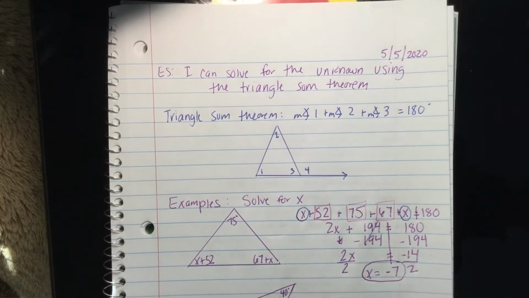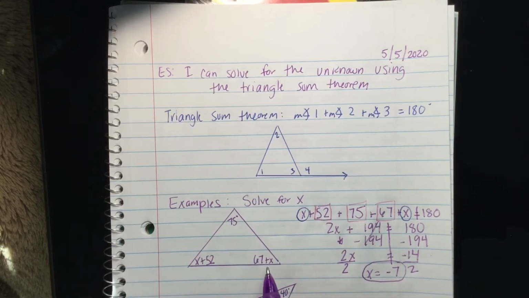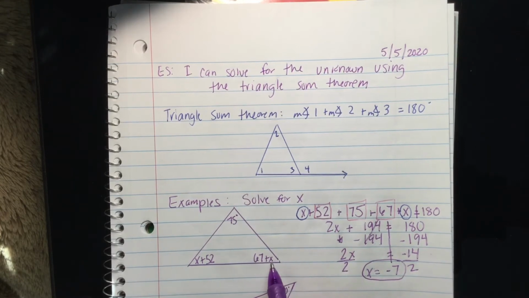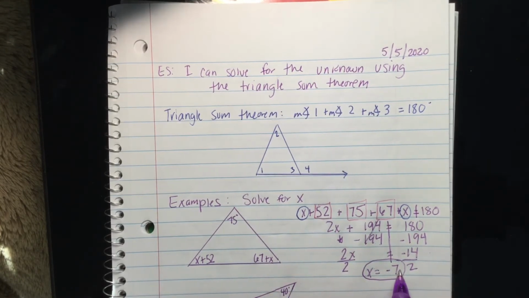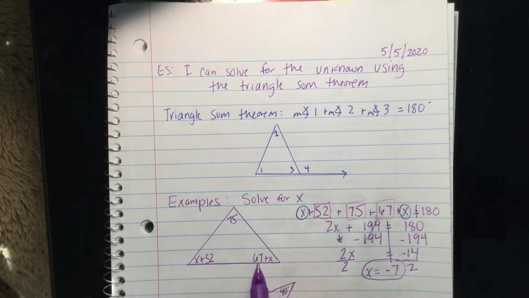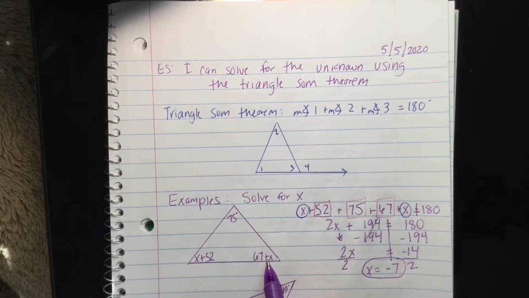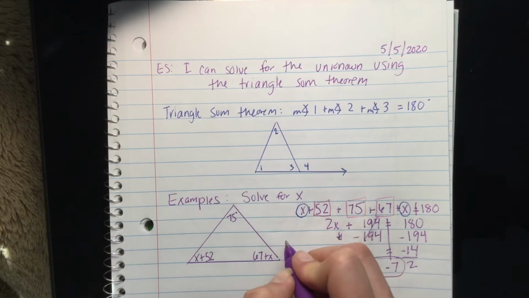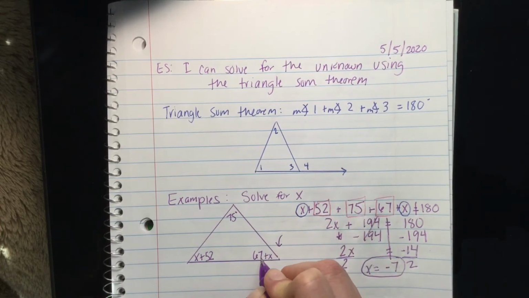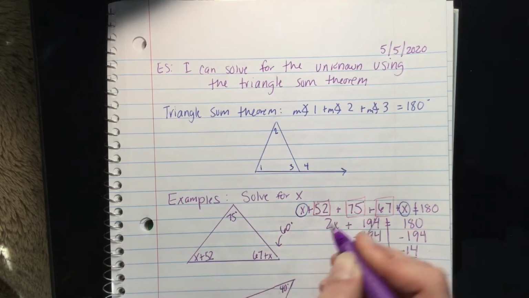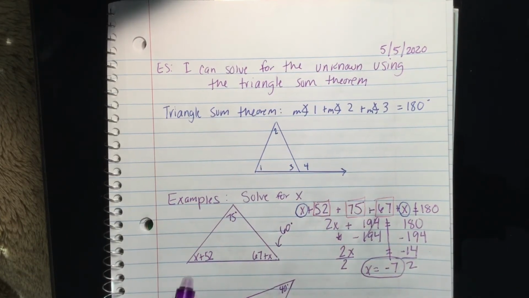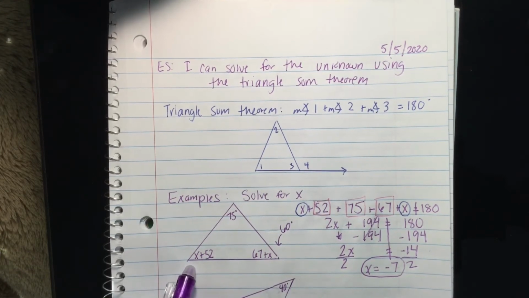Okay, and like I said, it's okay to have a negative number because in order to find the angle, you just plug in for x. So this isn't a degree, this is just what x is. So if I take 67 plus x, which I found x to be negative 7, then my degree for this angle right here would be 67 plus negative 7, which would be 60 degrees. So this angle is actually 60 degrees. And you can find out what this angle is as well by plugging in the negative 7.